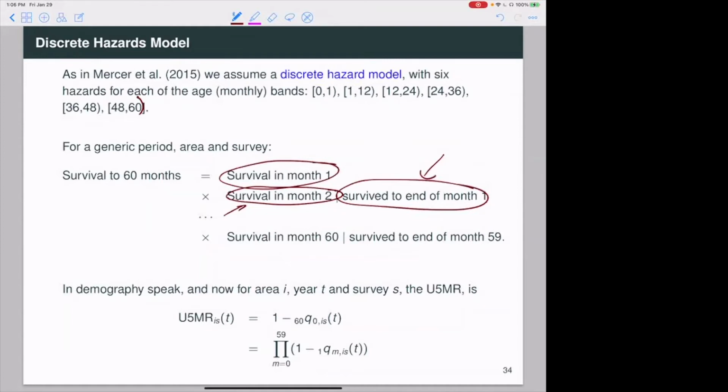So we've got these hazards. The demographers have this lovely notation. So 60q0 means death in the first 60 months.